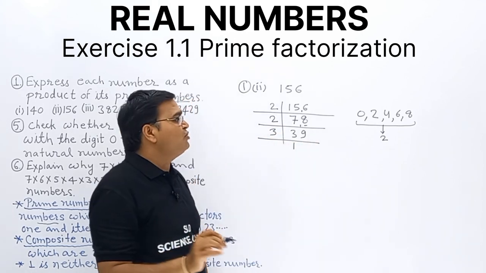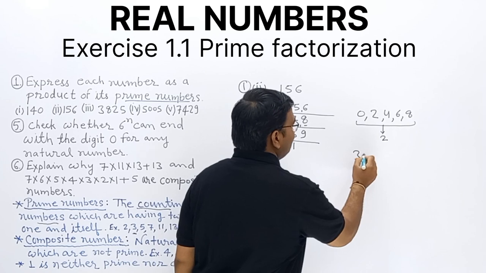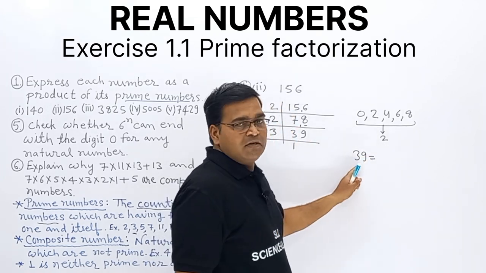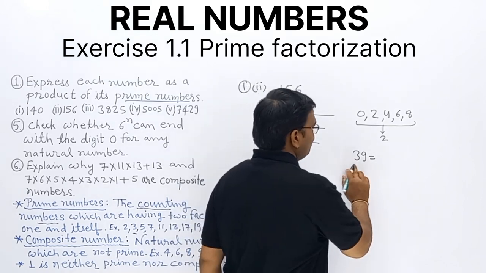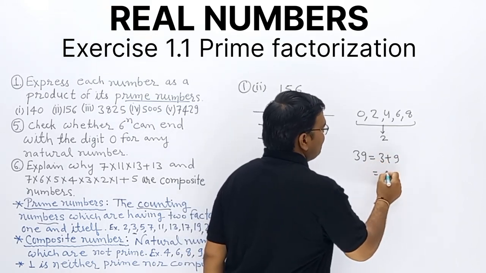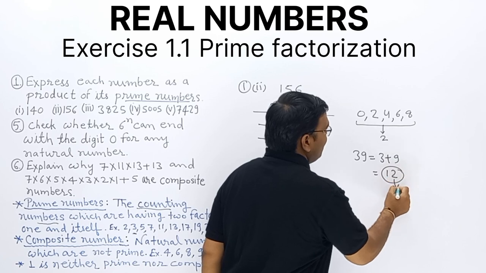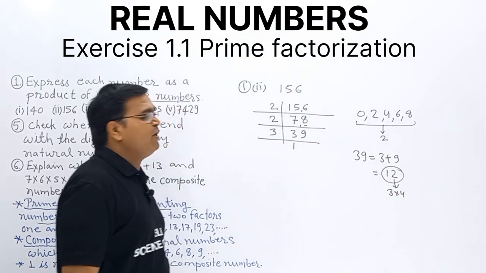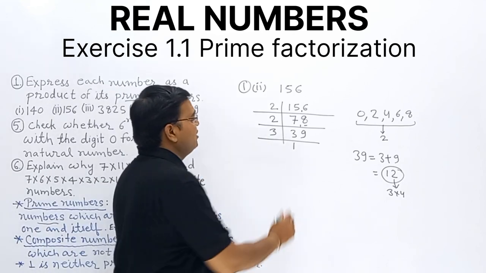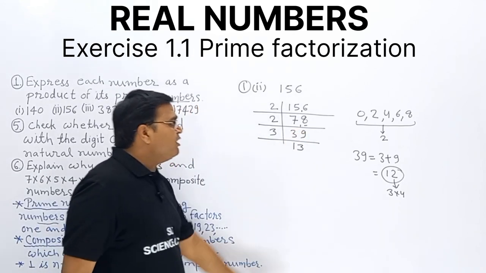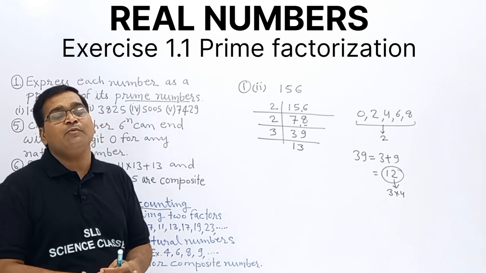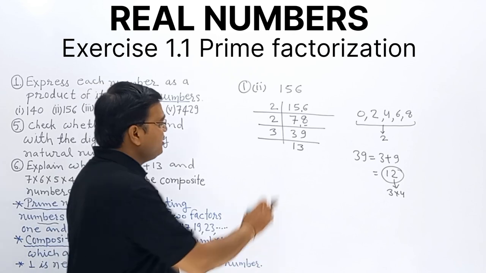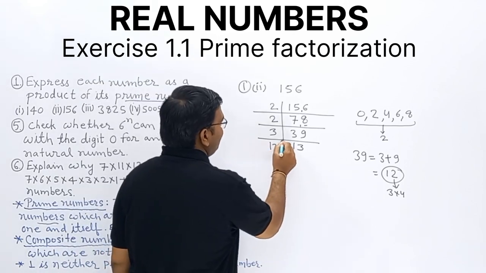For dividing by 3, what is the rule for 39? For dividing by 3, first the sum of the digits of this number, 3 plus 9, is 12, and 12 is a multiple of 3, 3 into 4 is 12. So this is a multiple of 3, so we can divide by 3, one time and 13 times. Can we divide 13 by any number? No. Why? Because 13 is a prime number, and prime numbers have only 2 factors, 1 and itself, so it will be divided by 13 only.